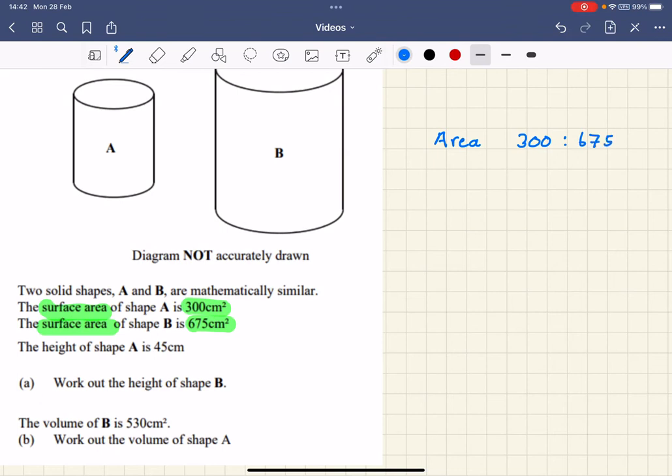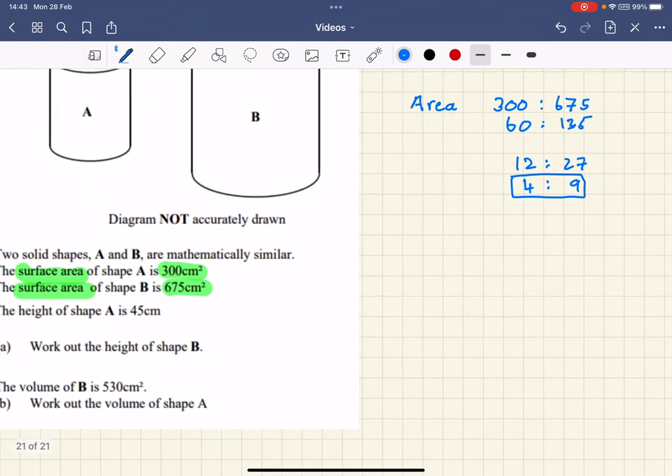Now let's just simplify that. Let's just divide each one of those by 5. So 300 divided by 5 gives me 60. And 675 divided by 5 is 135. Actually, they can be divided again by 5 to give me 12 and 27. In fact, they can be divided by 3, so this is looking really good. If I divide that by 3, I get 4. If I divide that by 3, I get 9. So I finished up with this as my area ratio.